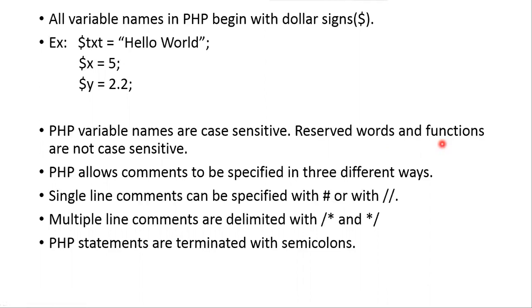So we have to remember that only variable names in PHP are case sensitive. Now PHP allows us to specify comments in three ways. Single line comments can be specified with a hash or with slashes. Multiple line comments, we know, start with a slash and a star, and are ended again with star and slash. Also, all the statements in PHP are terminated with semicolons.